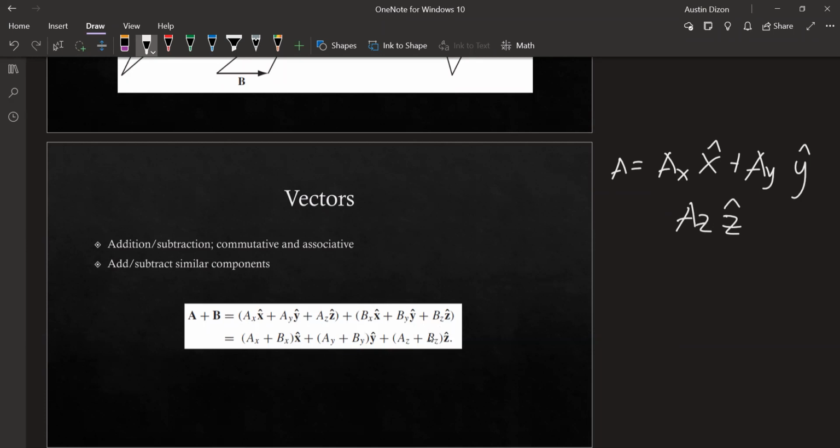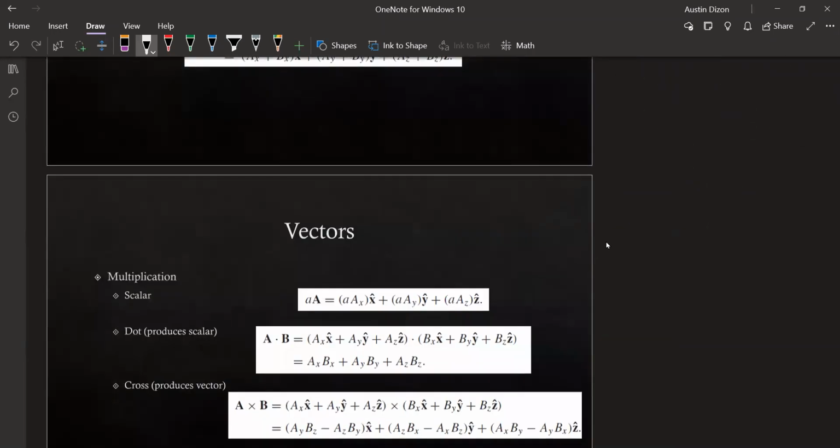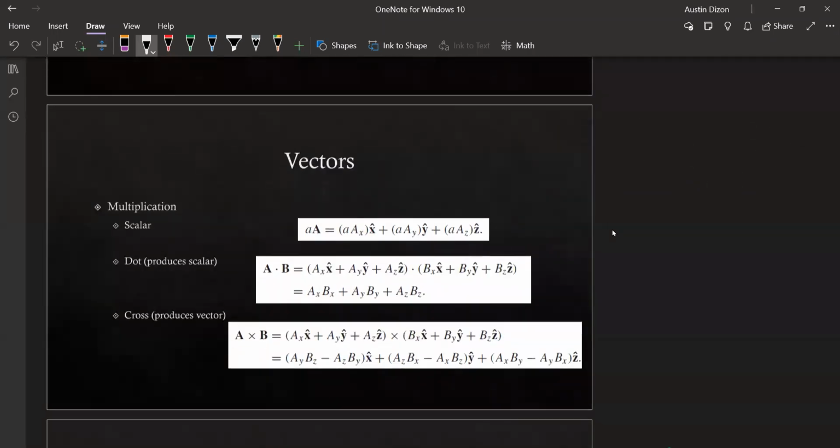And then kapag in-add mo, pagsasamahin mo lang yung mga may x hat. So x hat plus this one. So pa-factor out mo lang yung x hat, and makukuha mo yung AX plus BX. And then same with AY plus BY, AZ plus BZ. Dali lang, di ba? Ganun lang naman yung mga vectors natin. Okay. So, tuloy tayo.